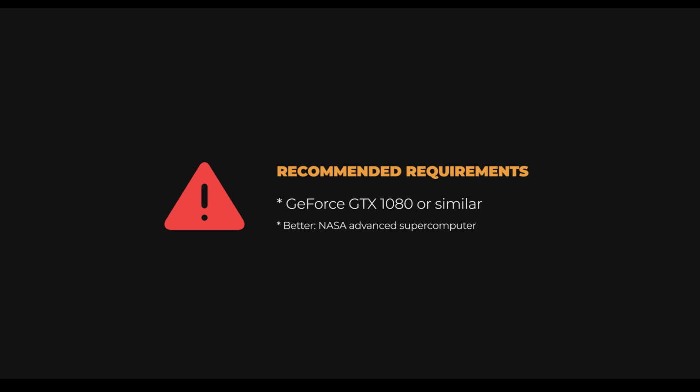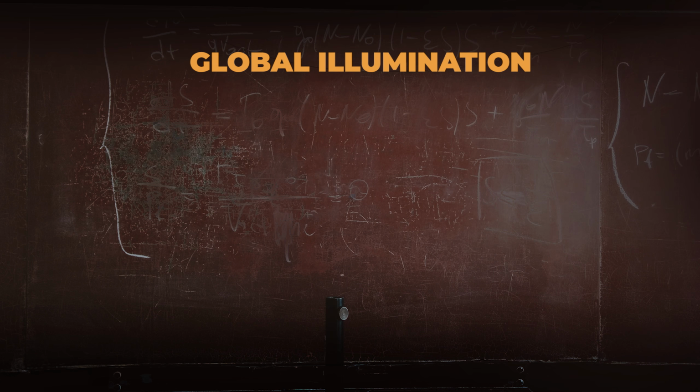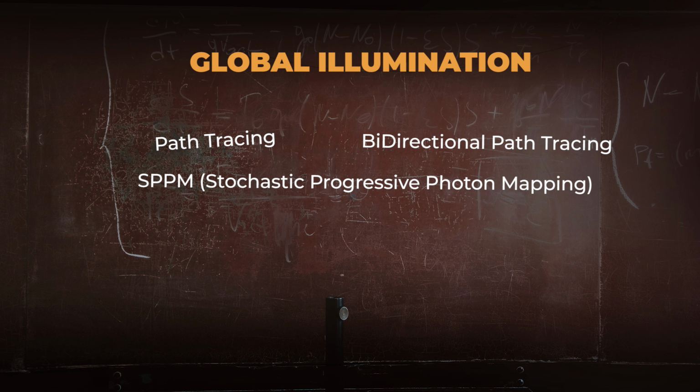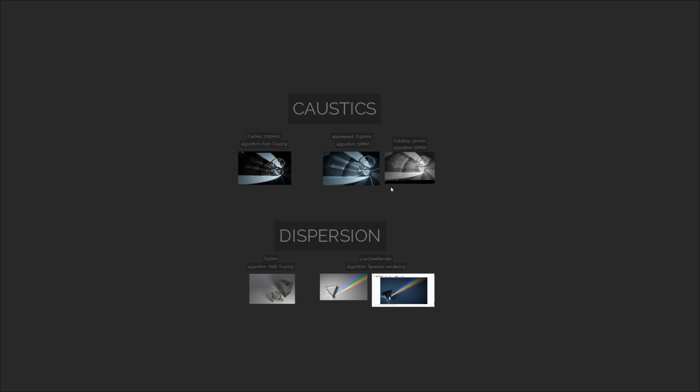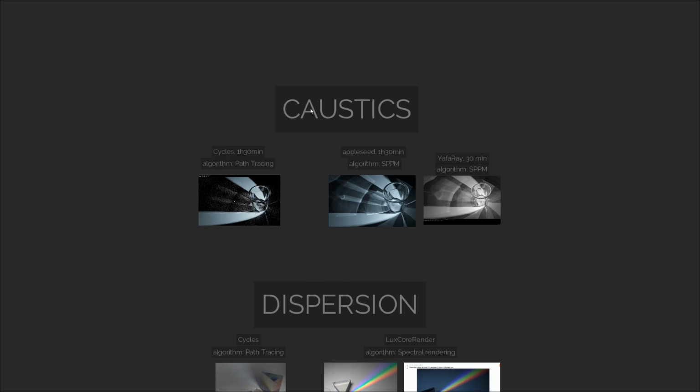Now, before we get started, there are many different algorithms of global illumination: path tracing, bidirectional path tracing, SPPM or stochastic progressive photon mapping, spectral rendering stuff. Each one of these algorithms has its own pros and cons, and there is no silver bullet, but because we're gonna be dealing with the glass shader in particular, it is important to pinpoint some differences between those rendering algorithms in two areas especially: caustics and dispersion.